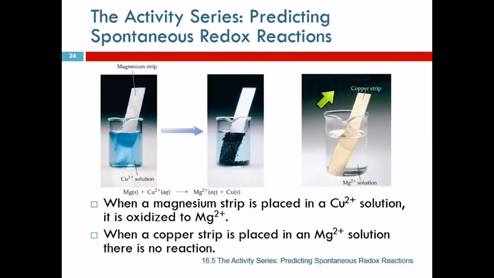Okay, cool. Well, what if we do the opposite? What if we put a copper strip in a solution of magnesium ions? Nothing happens. Why? Well, this is an energetically favorable reaction only in the forward direction. It doesn't want to go in the reverse direction. And what we use to help us to predict this is called an activity series.